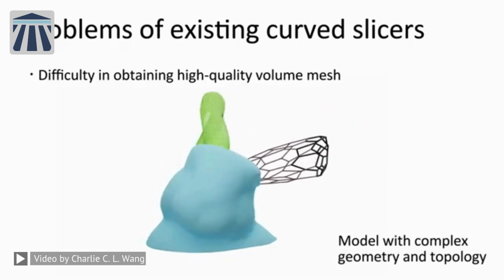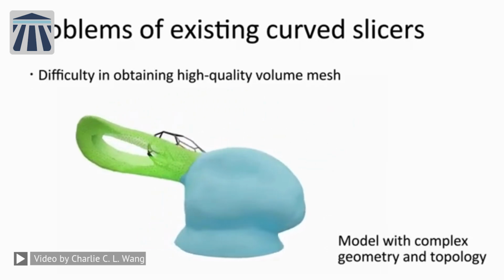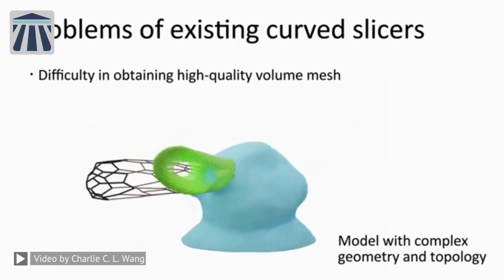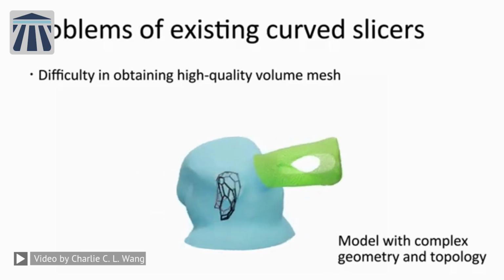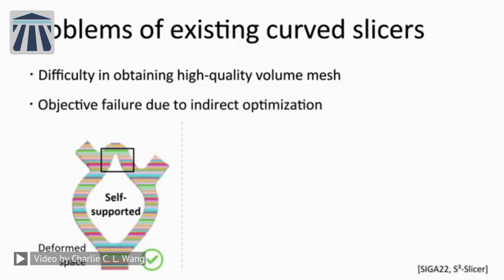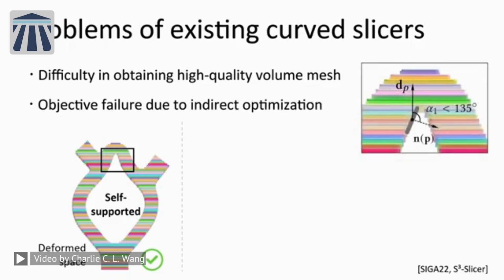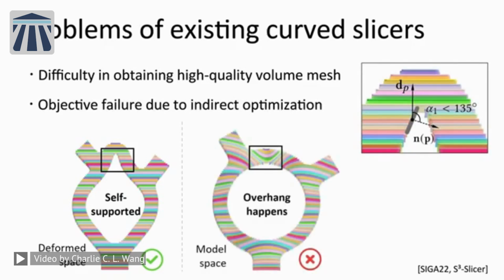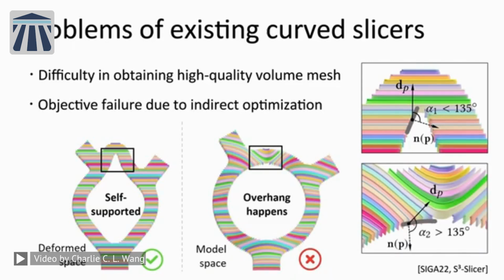First of all, they always require volumetric mesh with high quality, which is hard to be generated on models with complex geometry and topology. For the recent work of S-cubic slicer, the optimization is indirectly conducted in the deformed space, but not in the model space. The distortion between 2 spaces may make a region that is self-supported in the deformed space become overhang.